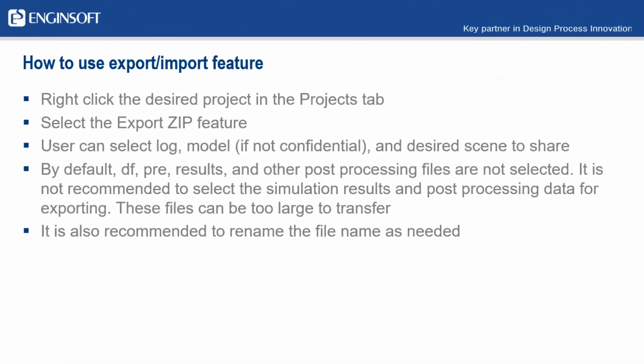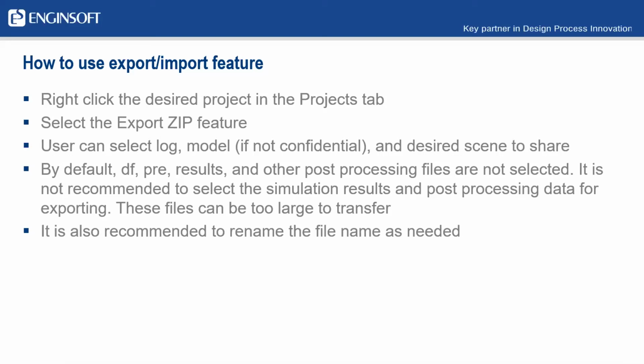So the way that we do that in Particleworks is we click on our desired project that we want to share or send over. This is going to be found in our projects tab, and we'll select the export zip feature. End users can select logs, model, and then if you have multiple scenes in your project, you can pick and choose which scene you want to share. By default, the distance function, pre-processed results, our results, and any other post-processing files, those aren't selected.